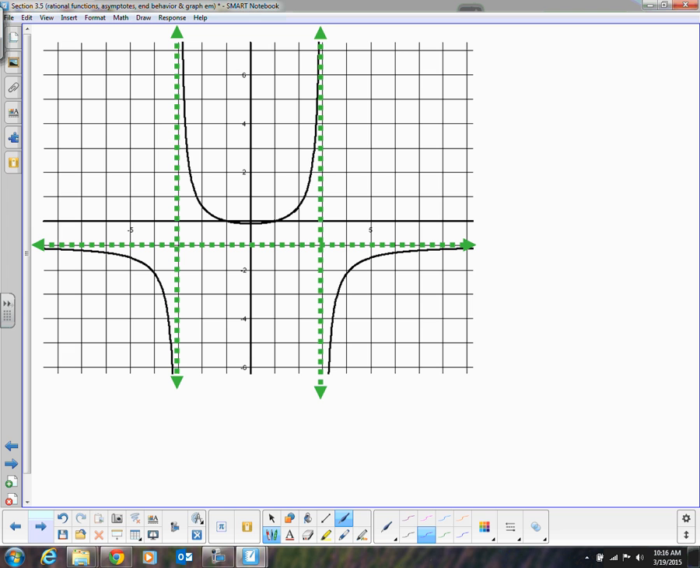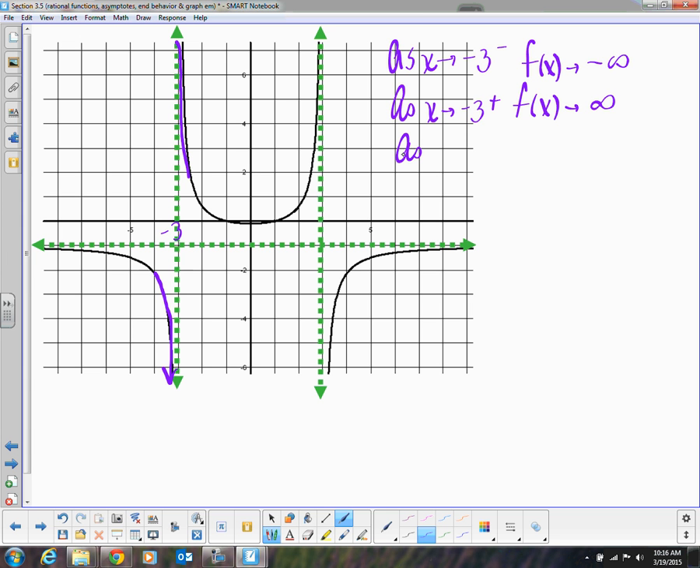Let's do more. Okay, so as x approaches negative 3 from the left, what are the y values approaching? Here's negative 3. They are going down forever, right? Okay, as x approaches negative 3 from the right side, what are the y values doing? The y values are going up forever.